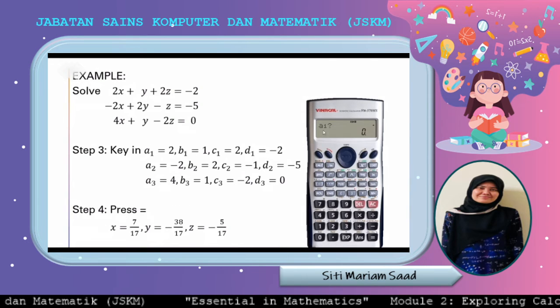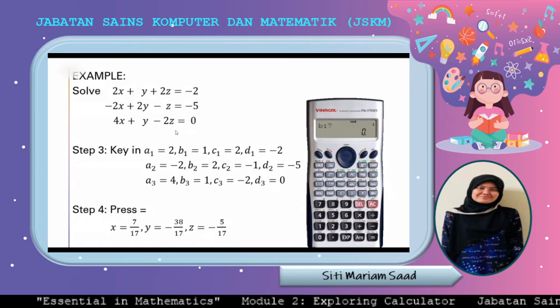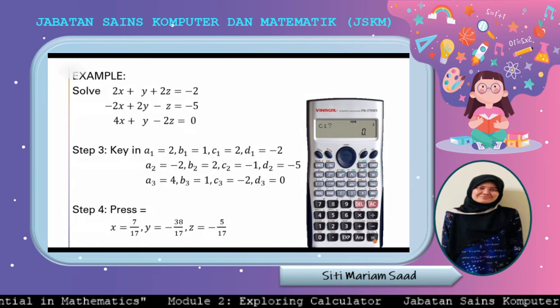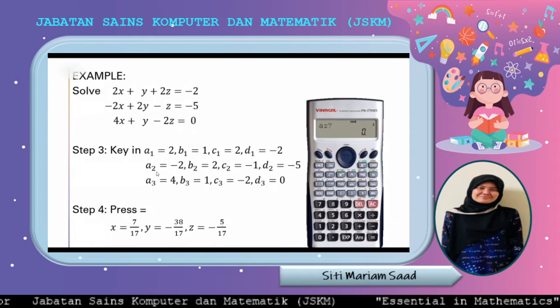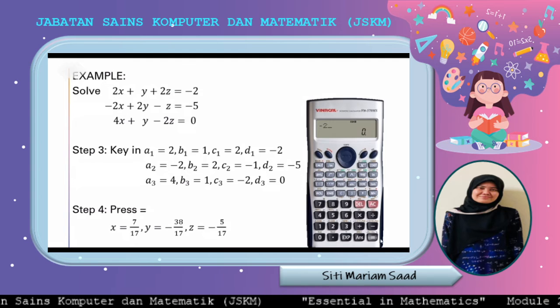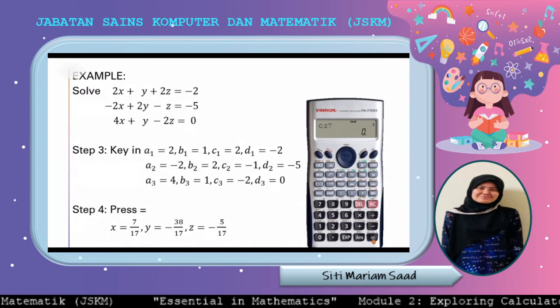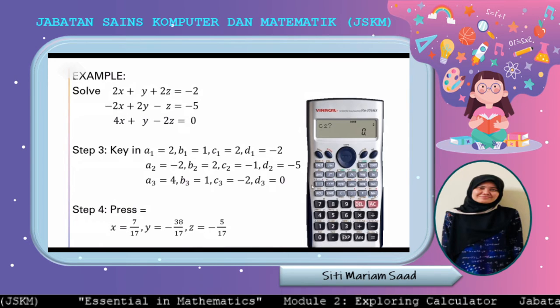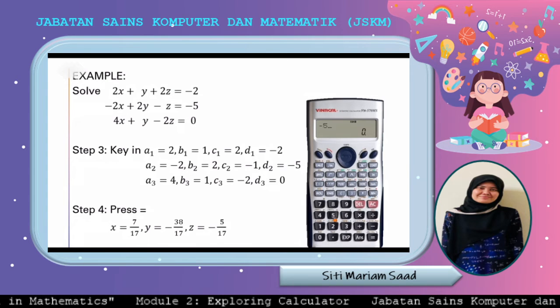Next, in step 3, key in a1. The coefficient of x is 2, b1, the coefficient of y, is 1, c1, the coefficient of z, is 2, and the constant for the first equation is -2. Then for the second equation, a2 is -2, b2 is 2, c2 is -1, d2, the constant, is -5.